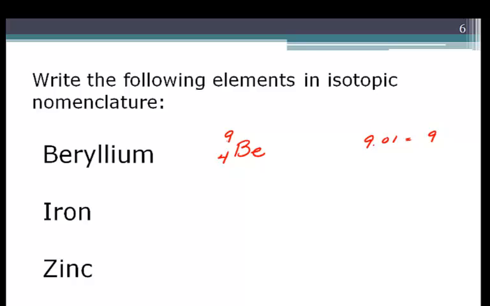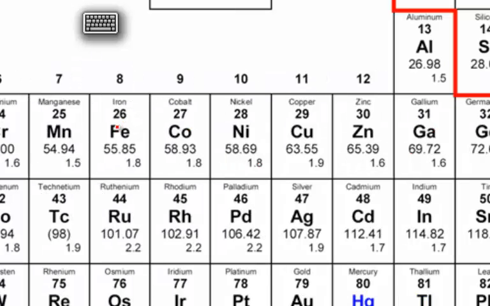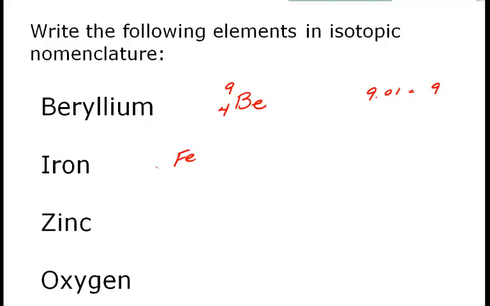If we want to take a look at iron, having an atomic mass of 55.85 and an atomic number of 26. Iron with an atomic number of 26, 55.85, rounded to the nearest whole number, gives us a mass number of 56.